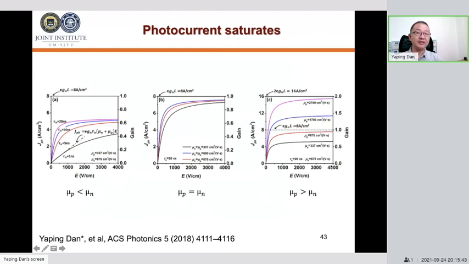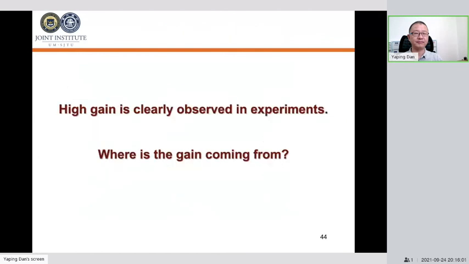So that means ideally, strictly speaking, a photoconductor will not have a gain, or at least it will not have high gain. That's our conclusion. But in experiments, scientists and engineers indeed observed a high gain. This gain is real. Now the question is, where is the gain coming from? How is that possible?